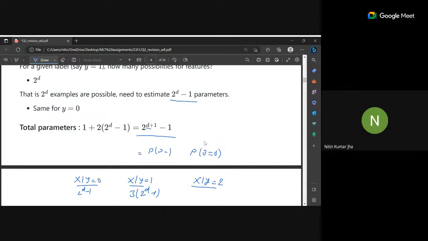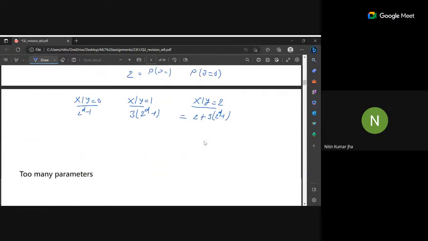So two parameters you have to estimate here, and 3 times 2 raised to power d minus 1 parameters you have to estimate there. So in total you will have 2 plus 3 times 2 raised to power d minus 1, if you have 3 classes.